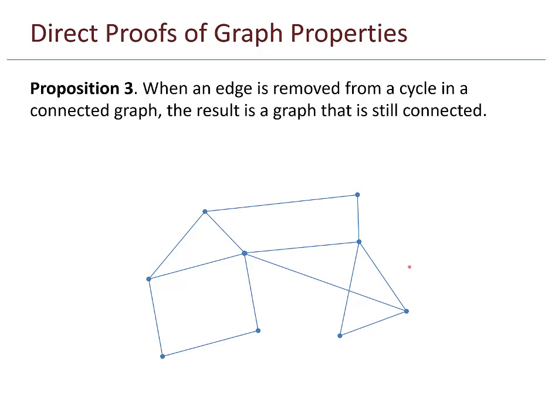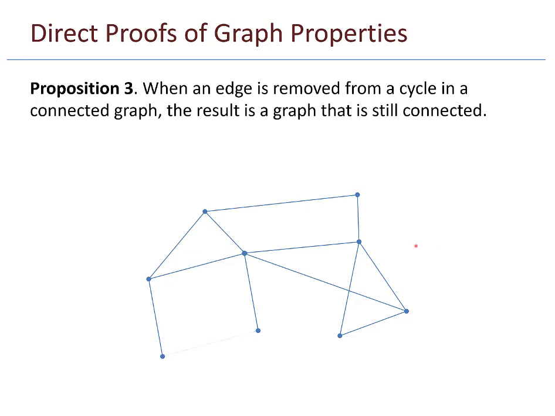Proposition 3. When an edge is removed from a cycle in a connected graph, the result is a graph that is still connected. So take a look at this graph. Here's our example graph. And I will identify a cycle. So how about something like this? Here's a cycle in the graph. And I will remove that bottom edge.